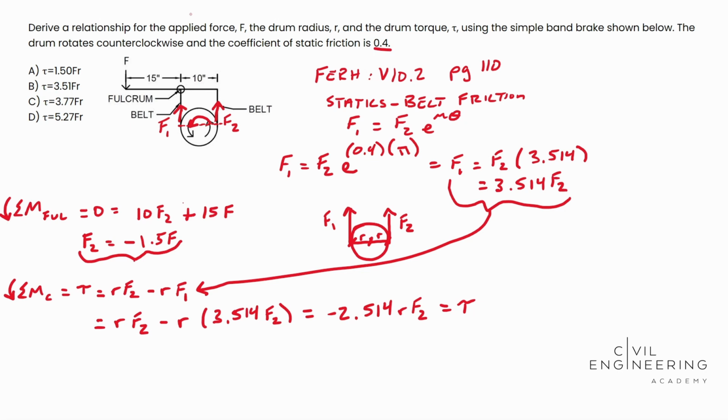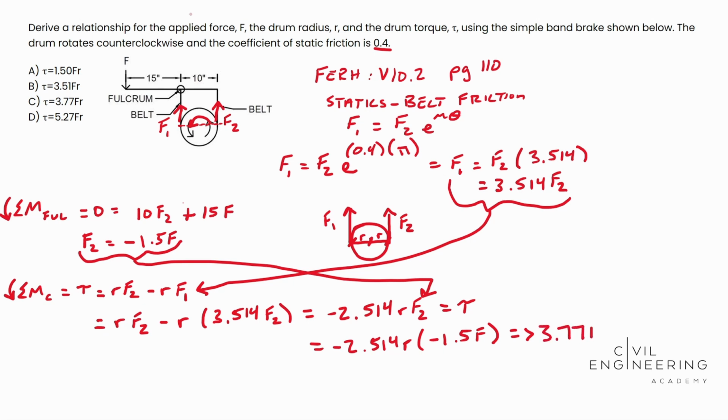With that said, this F2, we're going to have some crisscrossy lines here, but we can plug that in right there. All right, so let's go ahead and do that real quick. This ends up being negative 2.514 R times, it's an R right there, times minus 1.5. You can kind of see where we're going here, times F, and this ends up looking an awful lot like 3.77 FR. This is going to be C.